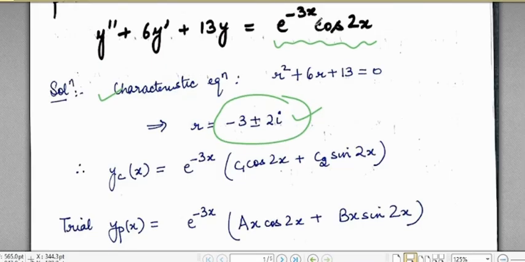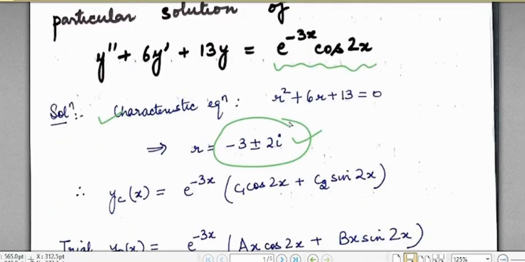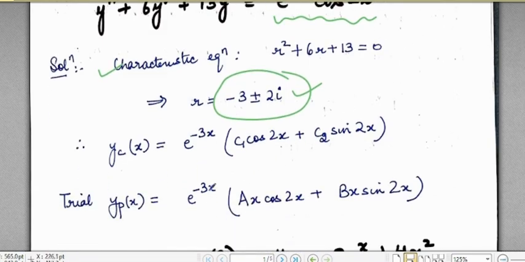The right hand side term is affected with multiplicity 1, and hence instead of writing the normal trial YP for e to power minus 3x cos 2x, we are going to multiply it with x and then write our trial YP. Our trial YP is going to look like e to power minus 3x times a x cos 2x plus b x sin 2x. When we take the derivatives, we will not get any other term apart from e to power minus 3x cos 2x type or e to power minus 3x sin 2x type terms, which are already in YC. So to avoid duplication, as we saw in the previous videos, we just consider this as our trial YP.